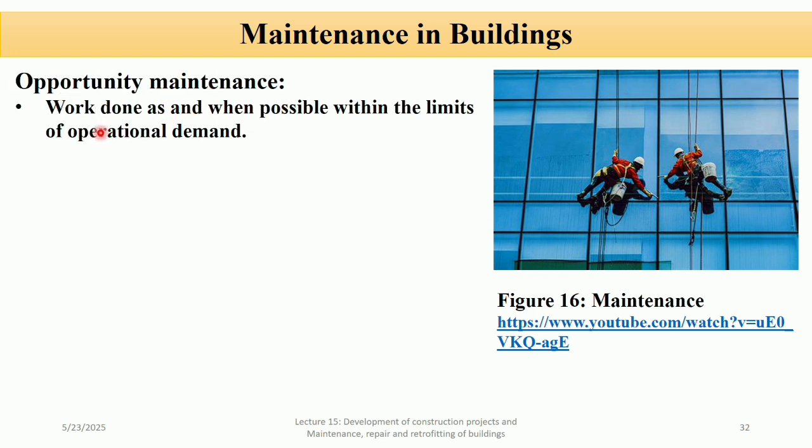Opportunity maintenance. This is work done as and when possible within the limits of operational demand. We do this maintenance to make use of downtimes or low demand periods, avoid disruption to normal operation, and increase efficiency by combining tasks when convenient. For example, servicing an air conditioning unit in an office during a public holiday, replacing faulty lights in a hall when it is not being used, or cleaning water tanks during a scheduled water supply cut.